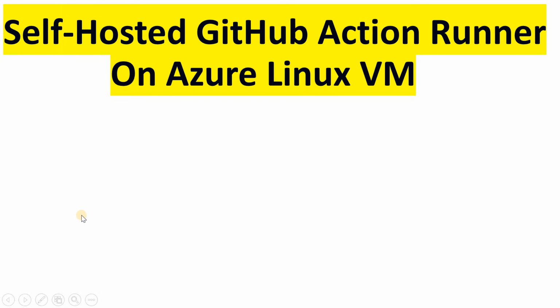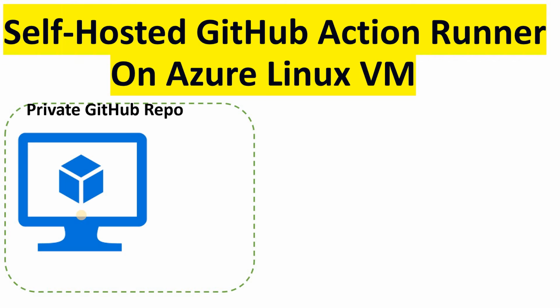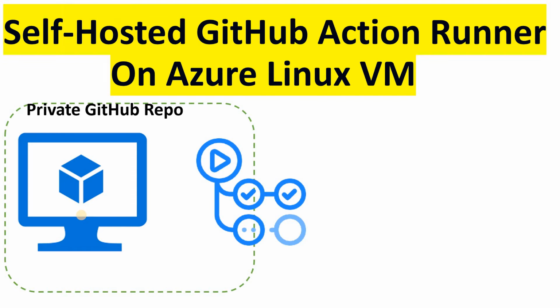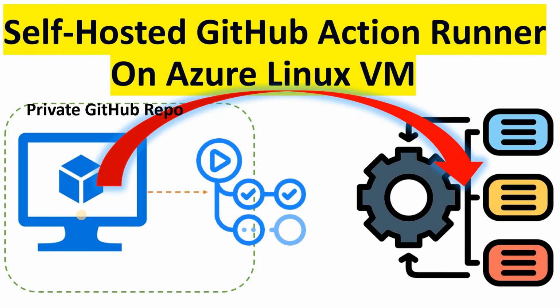Hi, in this video, I will show you how to create a self-hosted GitHub Action runner on an Azure Linux VM. We will focus on how to set up our own private GitHub repository, how we can create private or self-hosted GitHub Action runners, and then use that self-hosted runner to run GitHub Action workflows.